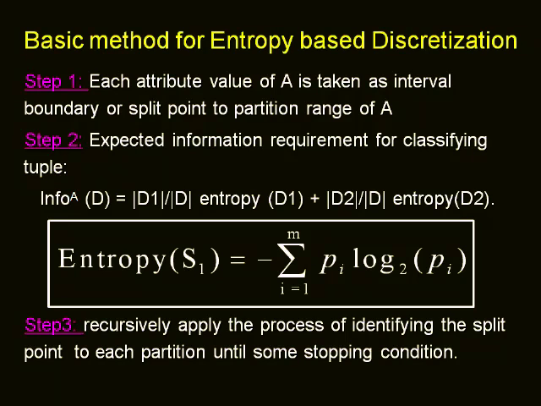That means we are dividing the database into 2 parts. All the rows where the attribute value A is less than or equal to the split point form one group, and all the attribute values of A that are more than the split point form another group. In step 2, entropy based discretization uses the information regarding class label of tuples.